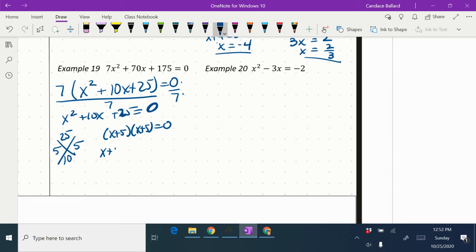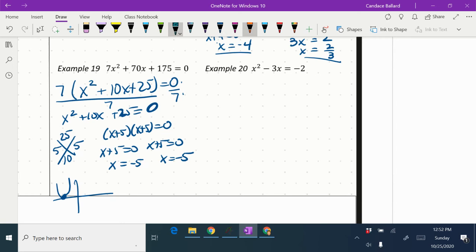Doing zero product property, I have x plus 5 equals 0 and x plus 5 equals 0, which makes it, if I'm going to subtract 5 from both of them, I really ended up with the same answer twice. A preview of what that looks like on the graph is it really means that your graph is bouncing off the x-axis. We call it a double root.